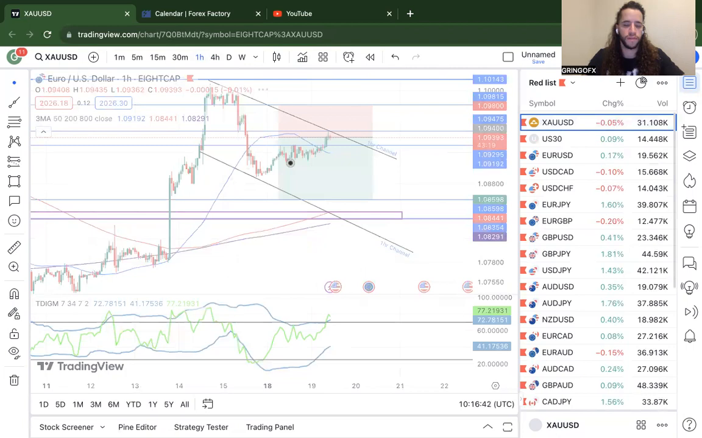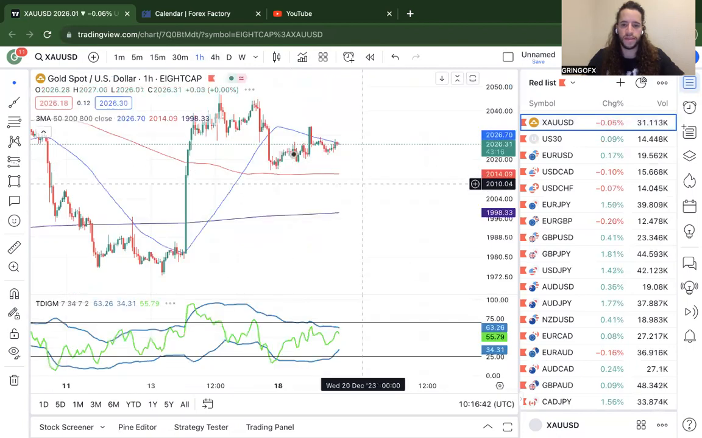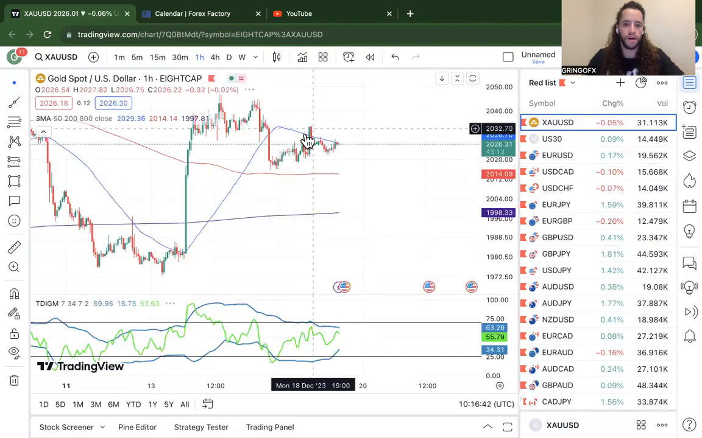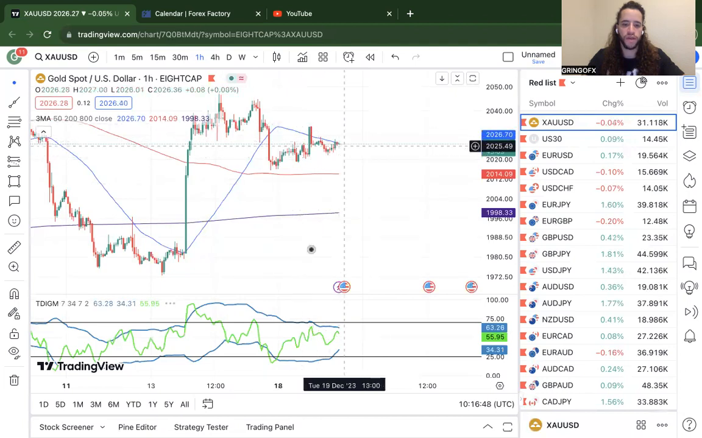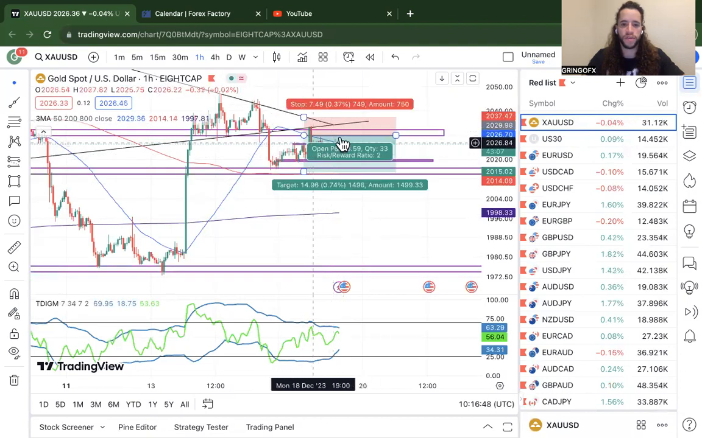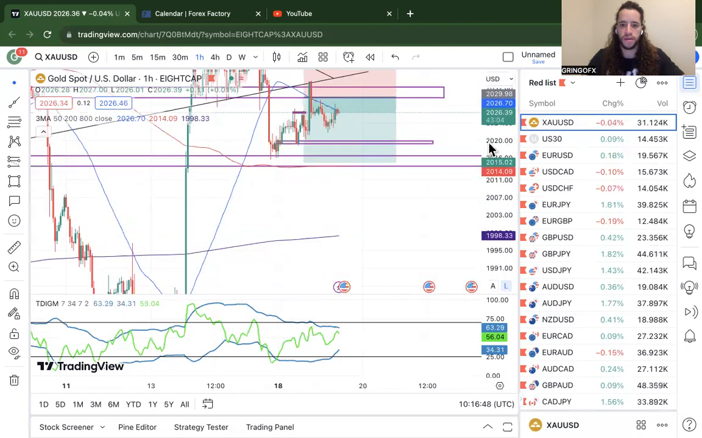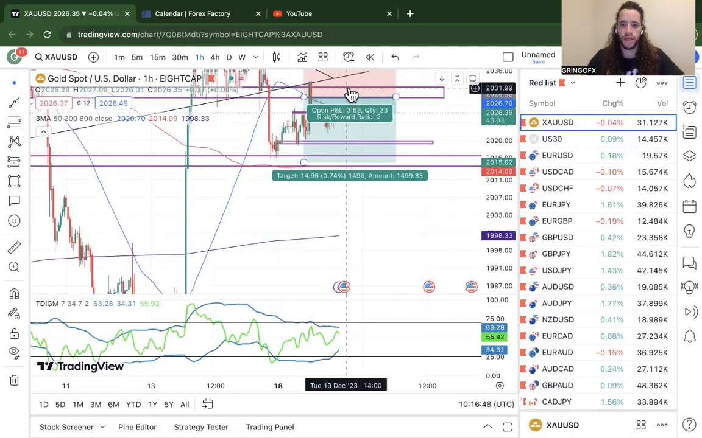I also marked up gold. At the same time, we had a nice rejection off the 50 moving average. We're getting that break and retest of the 50 moving average. I think market's going to retest price at 2030 or around that 2032 area and then drop.